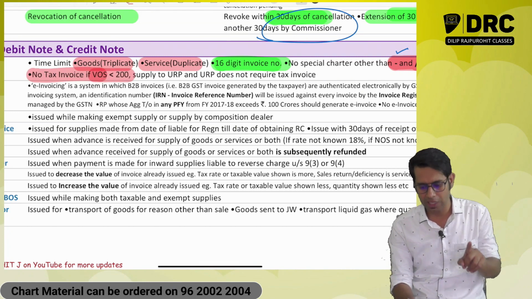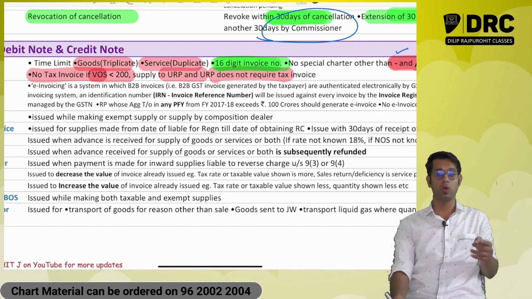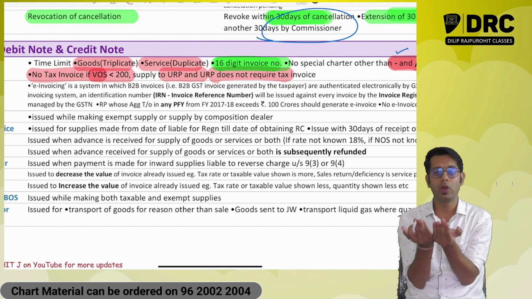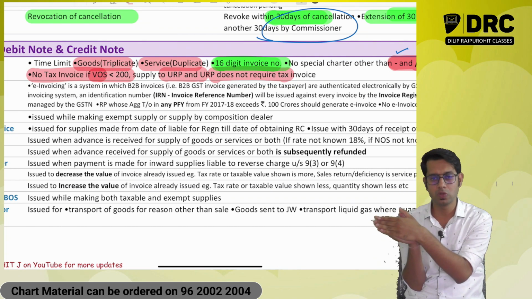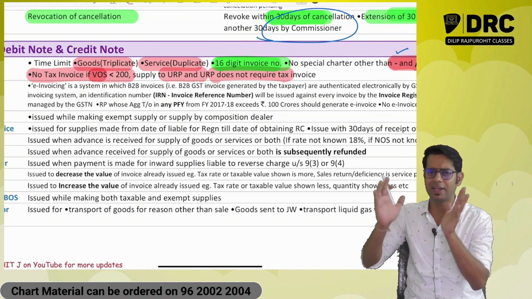Now, no tax invoice is required to be issued, meaning an individual tax invoice will not be required, if the value of supply is less than 200 and the supply is made to an unregistered person who does not require any invoice. Instead, for all supplies made to such unregistered persons where the value of supply is less than 200 rupees, you can give a consolidated tax invoice.